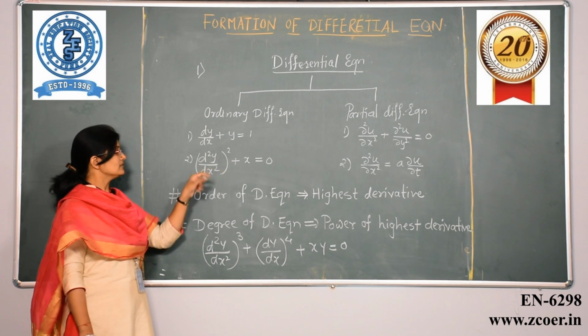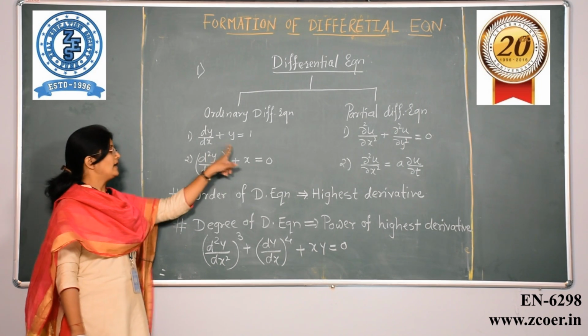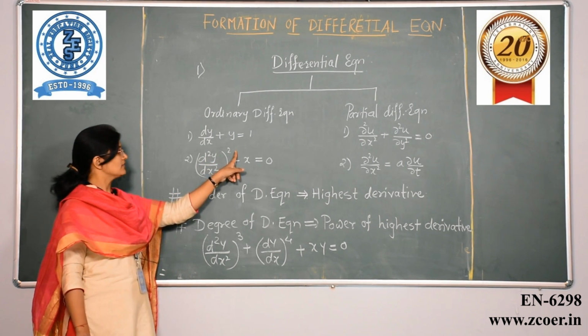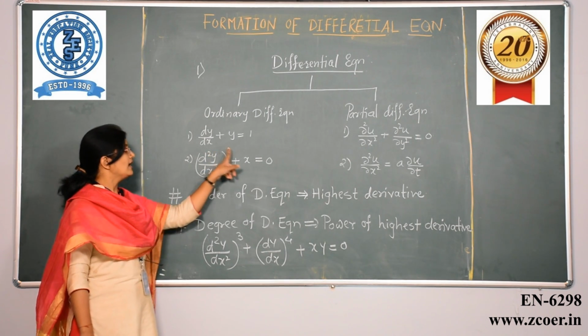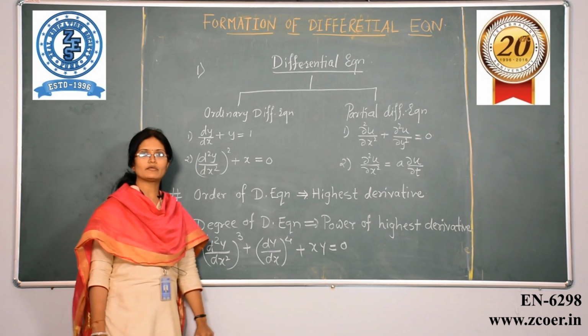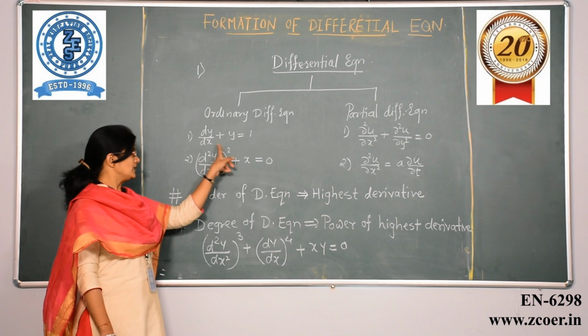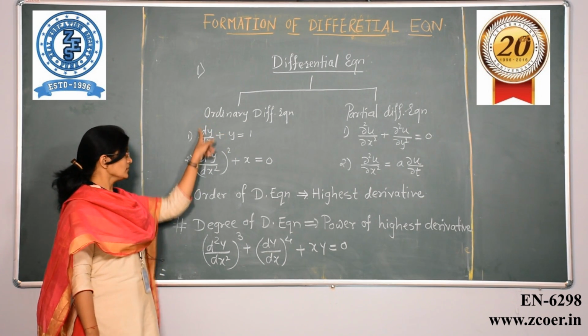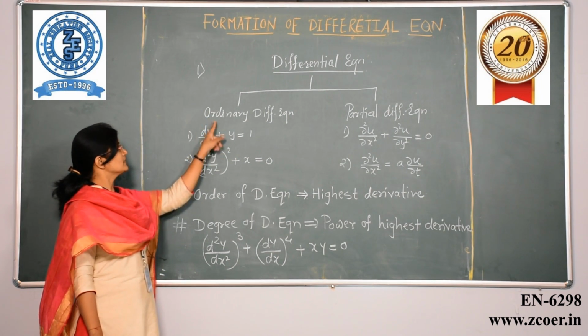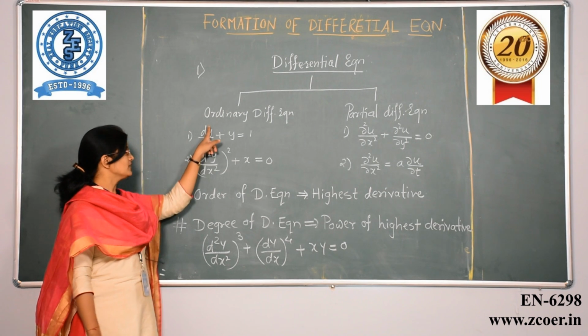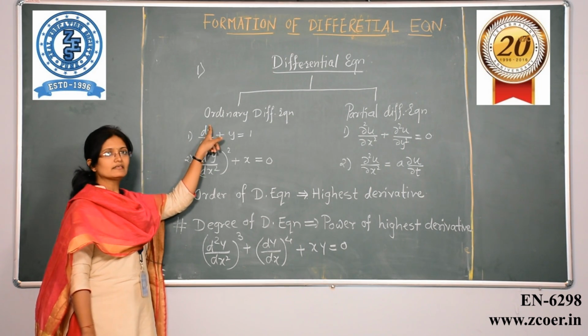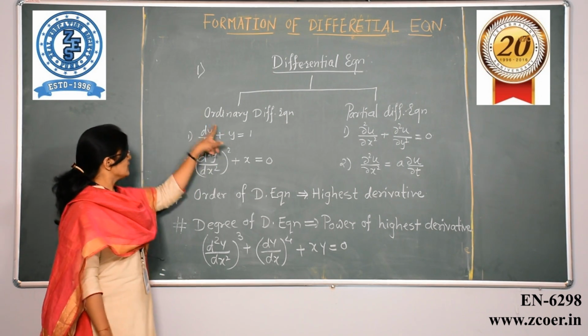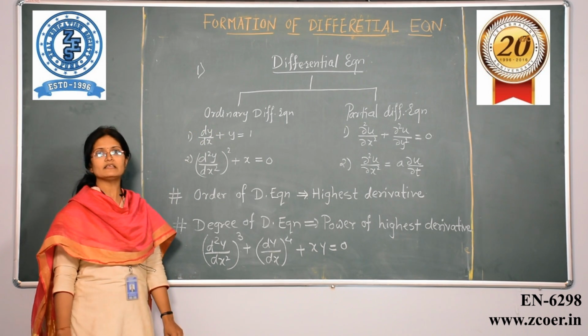Here if you look at this, the order is 2 and degree of this derivative is 2. So, order and degree of this differential equation are 2. For here in this case, this is the first order first degree differential equation because you are differentiating y only once and the degree of this dy by dx is 1.